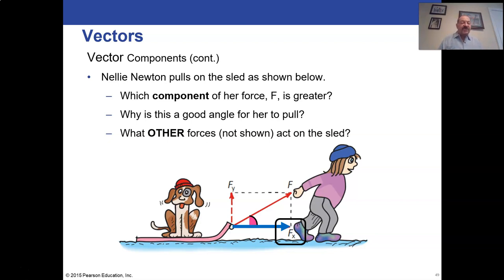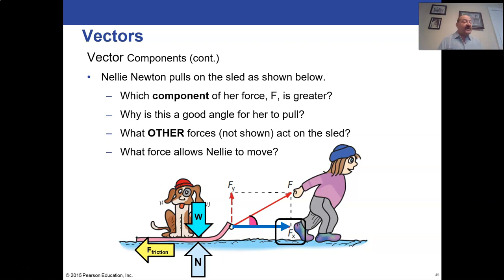So what other forces not shown act on the sled? Well, we've been talking about the friction between the sled and the ground, but there's also the weight of the dog on the sled. There's the normal force of the ground holding the dog and sled up. Otherwise, the dog and sled would accelerate right into the earth. We also have the friction that we've been talking about.